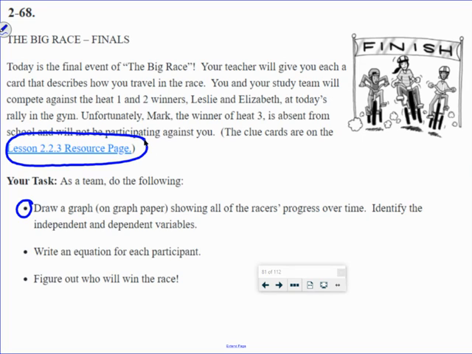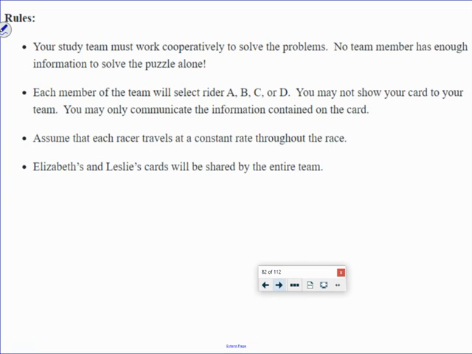You're then also, on a separate piece of paper, going to have the equation for each participant, and you will figure out who wins the race. Now, the bad news is this is some work. This is not the easiest thing. The good news is you have today, and this is also the work you're going to be doing on Monday. So you have the entire weekend up until 11:59 p.m. on Monday to get this done.